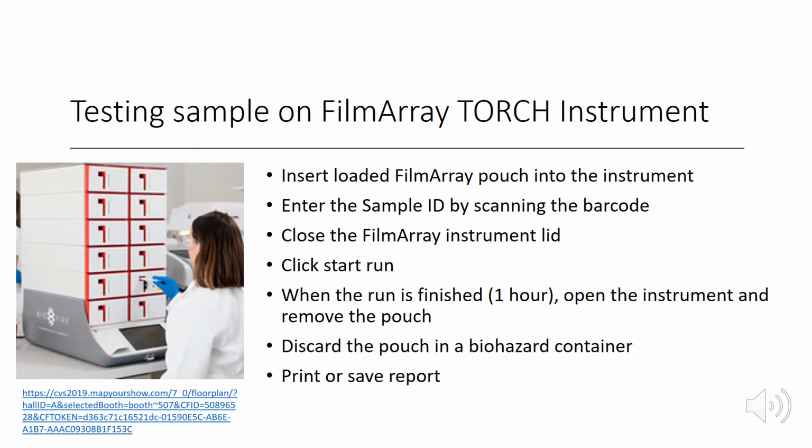Now that the sample mix has been prepared, we can use the FilmArray Torch instrument for running a test. The steps for operating the instrument are as follows. Insert the loaded FilmArray pouch into the instrument. Enter the sample ID by scanning the barcode. Close the FilmArray instrument lid. Click Start Run. When the run is finished, which is approximately an hour, open the instrument and remove the pouch. Discard the pouch into a biohazard container and print or save the report.